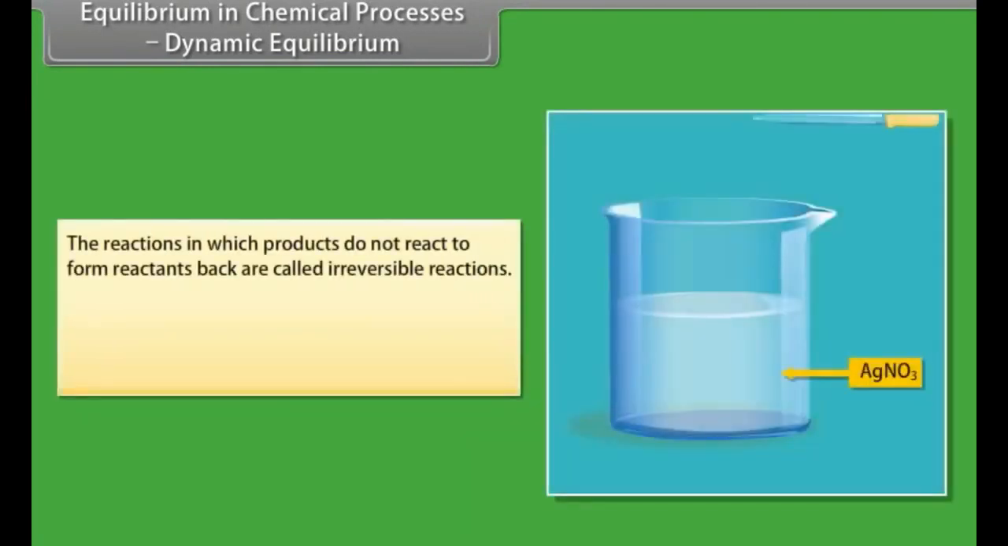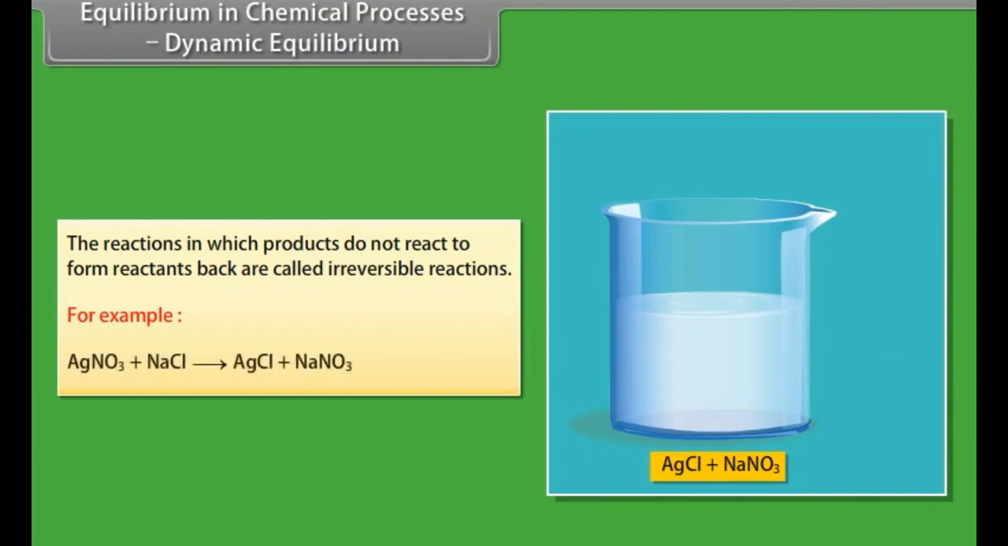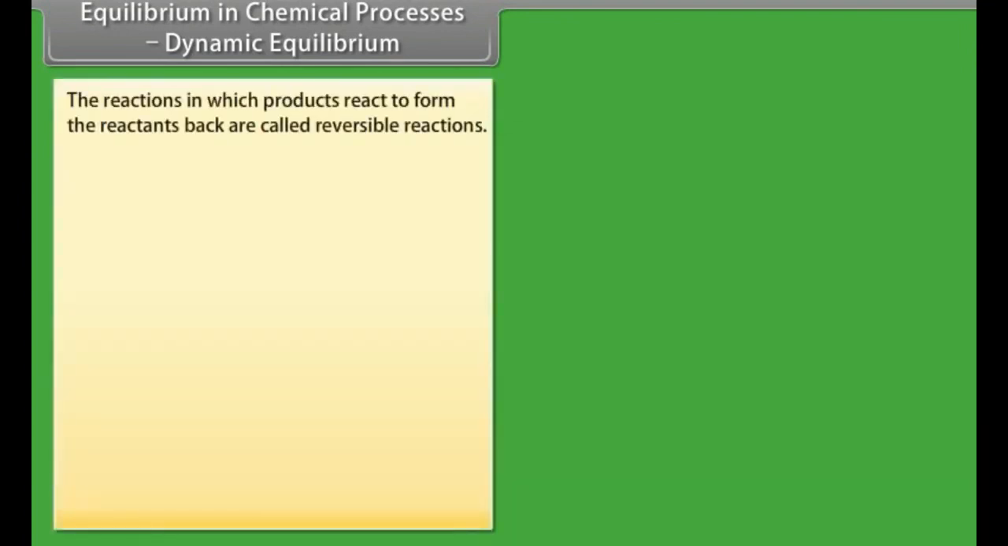Equilibrium in chemical processes. Dynamic equilibrium. The reactions in which products do not react to form reactants back are called irreversible reactions. For example, silver nitrate reacts with sodium chloride, gives rise to silver chloride and sodium nitrate. The reactions in which products react to form the reactants back are called reversible reactions.